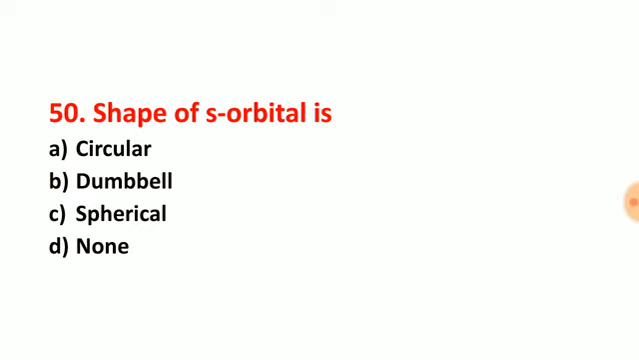Question number 50, the shape of the s orbital is spherical. Don't get confused with circular. A circle is a 2-dimensional object, spherical is a 3-dimensional object. So the answer is spherical. Question number 50, option choice C.